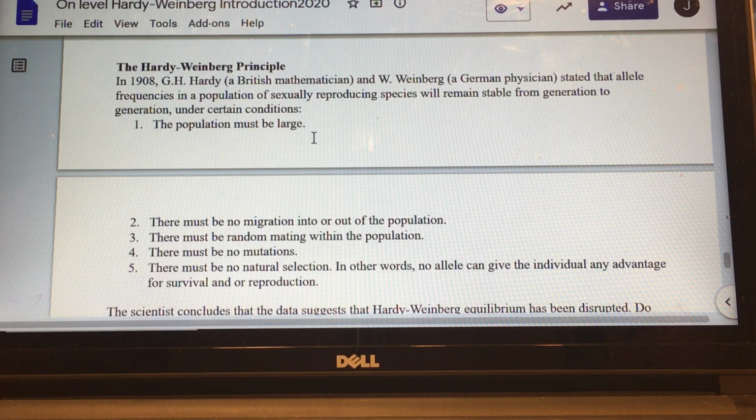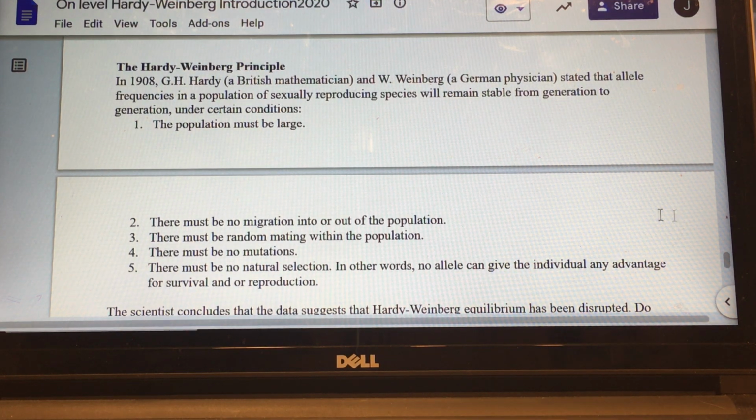So in order to not change in allele frequency, the population must be large. There must be no migration into or out of the population. There must be random mating within the population. There must be no mutations, and there must be no natural selection. So in other words, no allele can give the individual an advantage for survival and or reproduction.